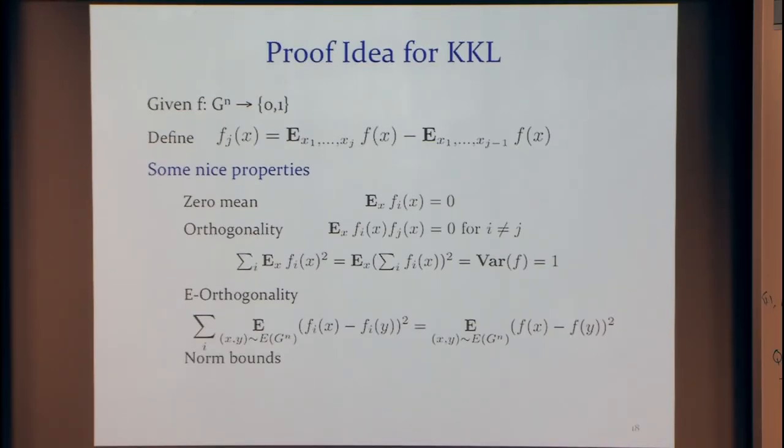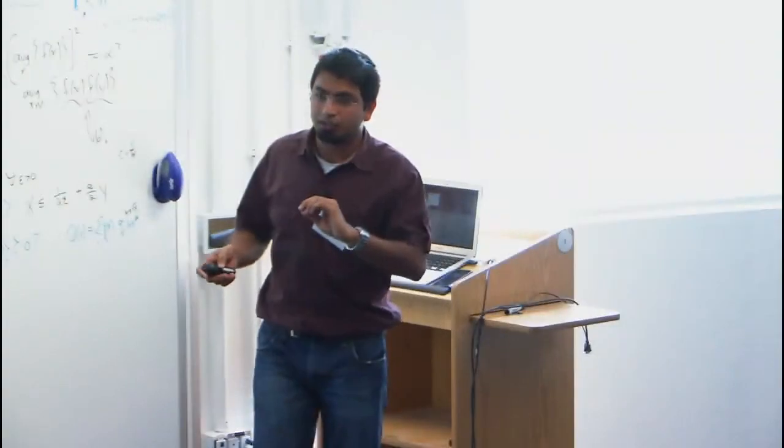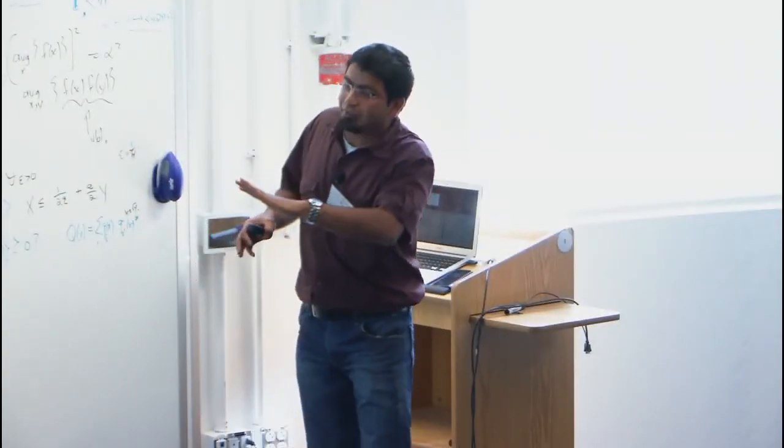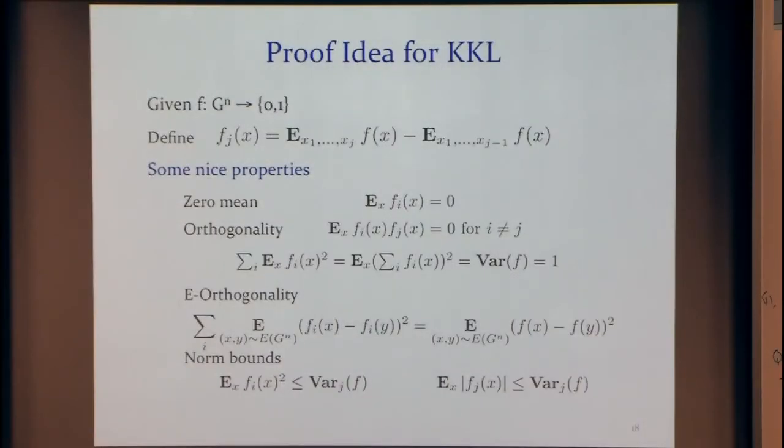So far we've not used that the original function was Boolean. The crucial point where we use that the original function was Boolean is in order to bound the norms of these functions. You can bound both the 1 norm and the 2 norm of these functions by measuring the variance along the jth direction. This is the only place we use that the function is Boolean. And with these simple properties of the fj functions, with some case analysis over the log Sobolev inequality, we in fact get our required results.